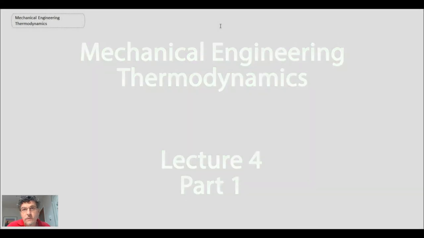In this lecture, what we will do is take a look at different forms of heat transfer that could be involved within the first law of thermodynamics. We'll also take a look at different forms of work. We'll take a closer look at the definitions of internal energy as well as enthalpy. And finally, we'll take a look at the first law for an open system.